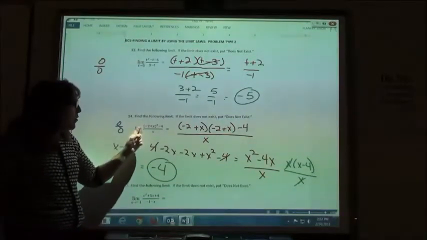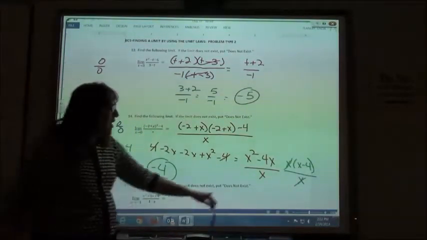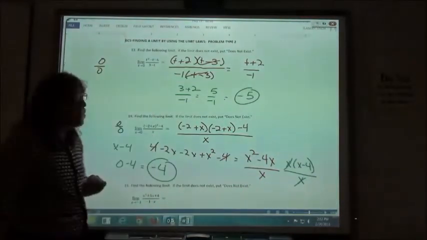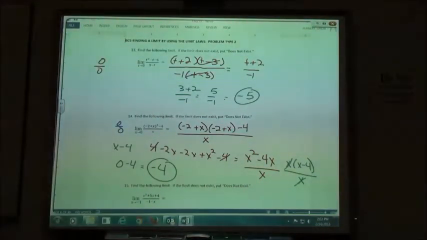So in this one, we had to FOIL it out first, then we could factor our quadratic expression and reduce our fraction down to the lowest terms.